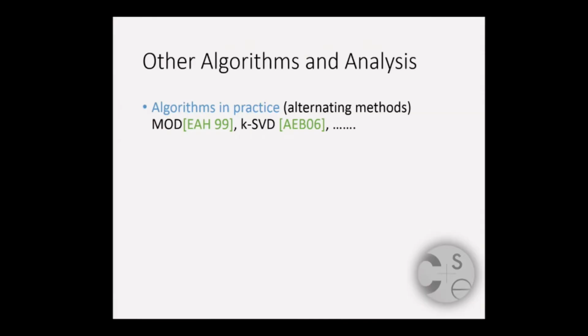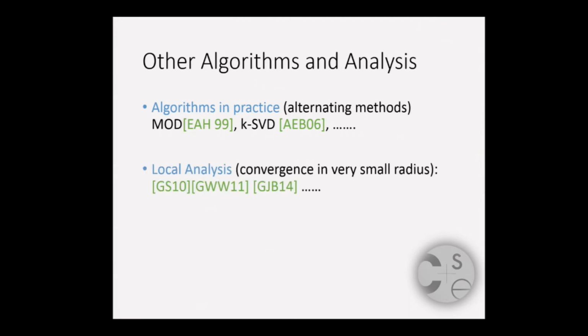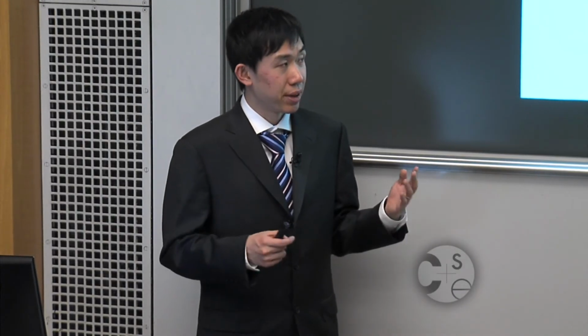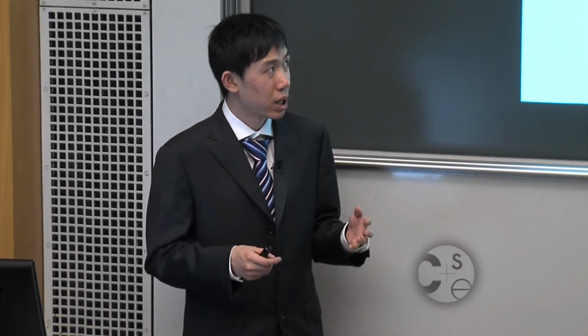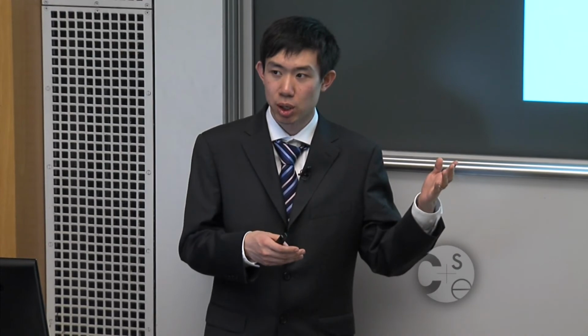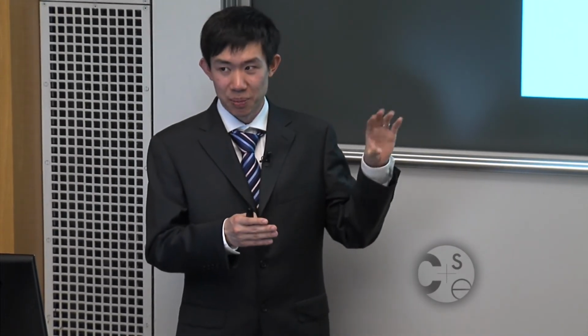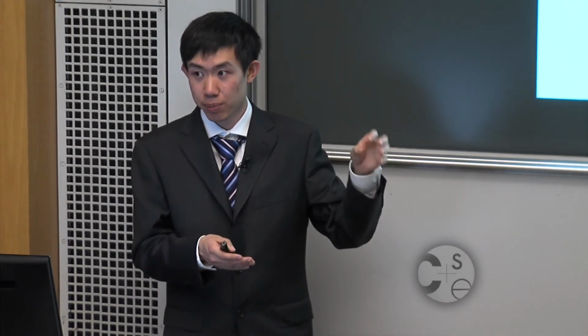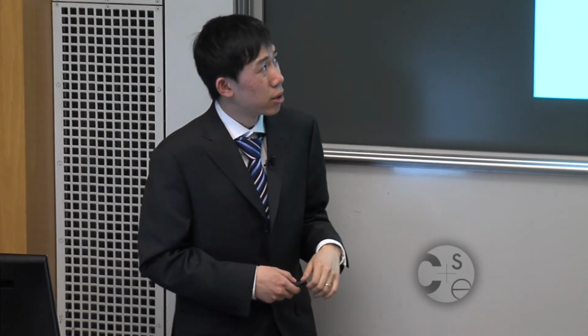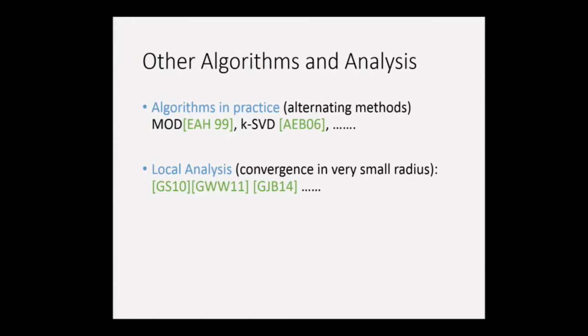And in order to justify these algorithms, at first people were only able to prove local analysis. By local analysis, I mean results that say maybe it's very hard to understand why the algorithms should converge globally, but at least suppose the algorithms start at a point that's very close to the global optimal, the alternating steps should not make this solution go away. It should really converge to the optimal if you start really, really close. So even these local analyses were quite non-trivial.